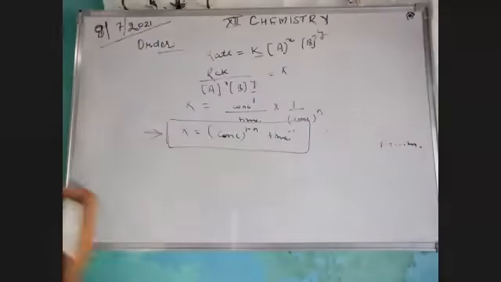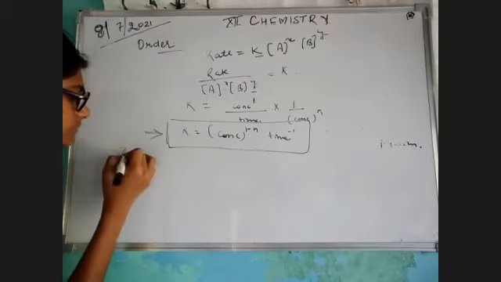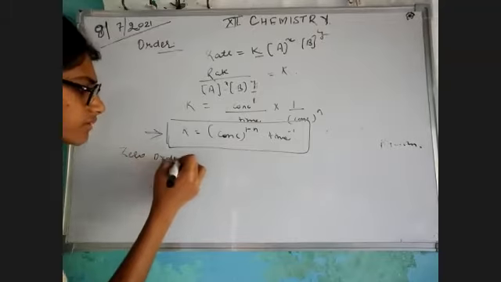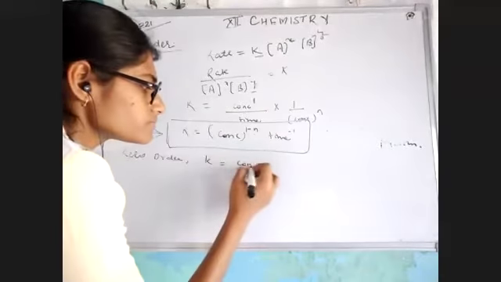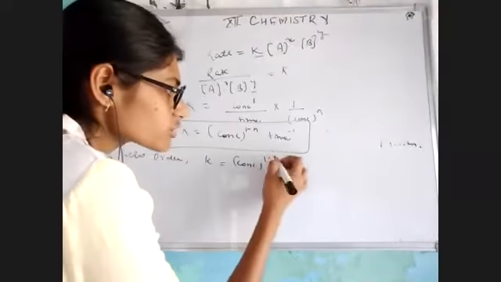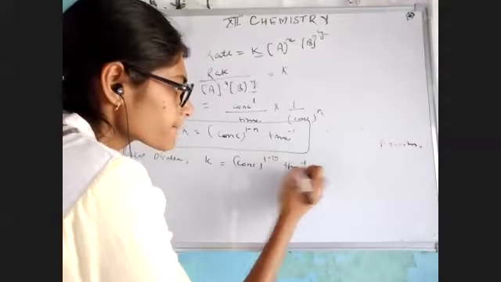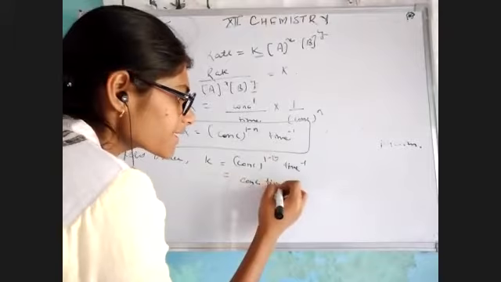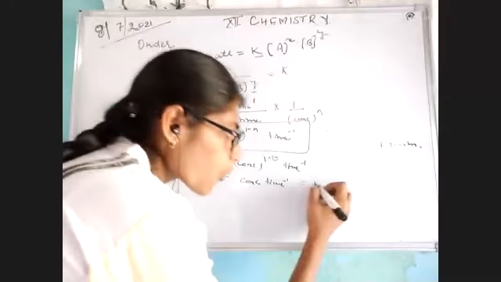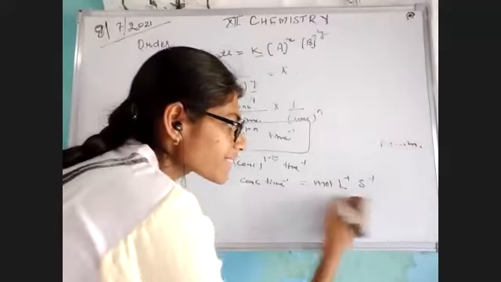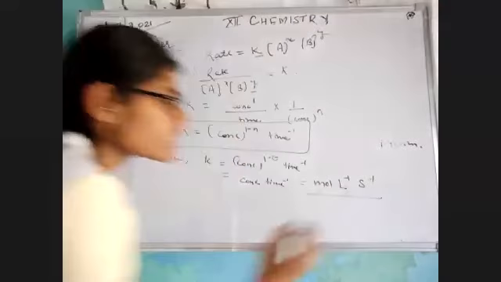For example, if I have to calculate the unit for a reaction of zero order, the K would be, n is equal to 0 over here. That means concentration per time. Concentration means mole per liter, per second. This is the unit of a zero order reaction.